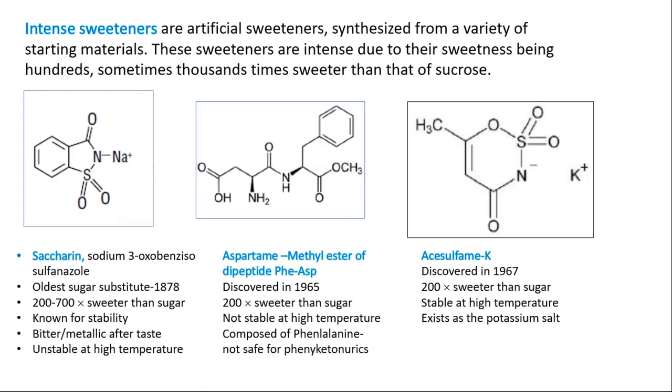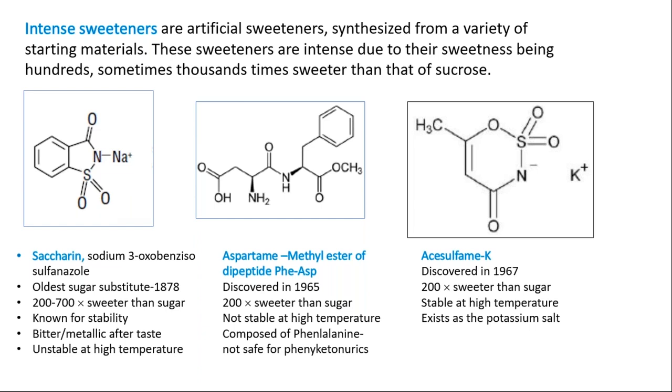If we look at the intense sweeteners, that means these sweeteners are sweeter than sucrose. The first artificial sweetener that was discovered is saccharin. It was discovered in 1878. It is about 200 to 700 times sweeter than sugar. It is known for its stability, but the disadvantage is that after adding saccharin maybe to your coffee, you have a bitter metallic aftertaste in your mouth for a very long time, and it is unstable at high temperature.